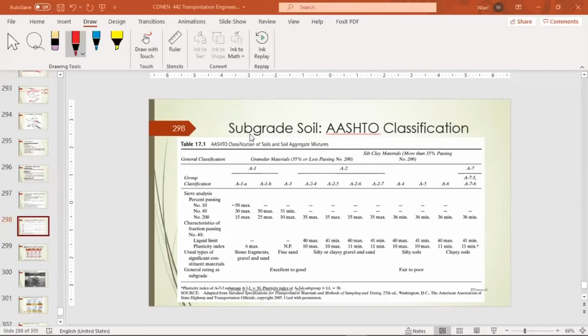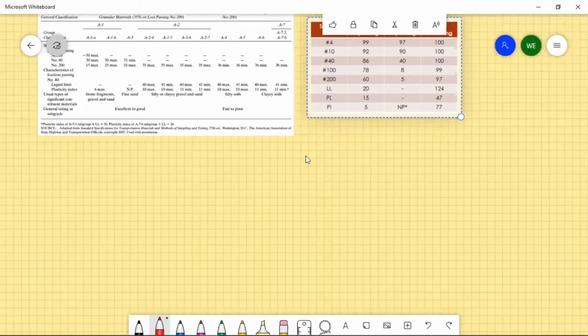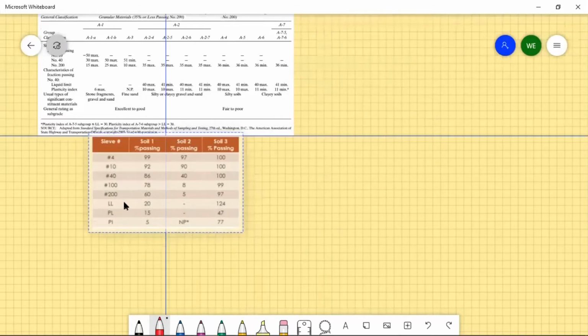We stopped here at the AASHTO soil classification, and we have here an example. Just to refresh our memories, since you have studied this before, we have this example: for the given sieve analysis and plasticity data for 3 types of soils, we need to come up with a classification for each one of these. So I moved this to the whiteboard, and we can see it here. Let's start with soil number 1.